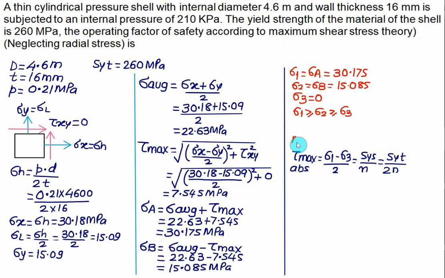Now we can apply the maximum shear stress theory and find out the factor of safety. We have sigma 1 equal to 30.175, sigma 3 equal to 0. The 2 and 2 will cancel out, so we have SYT equal to 260 divided by n. So in this case we get a factor of safety n equal to 8.61. Factor of safety is 8.61.